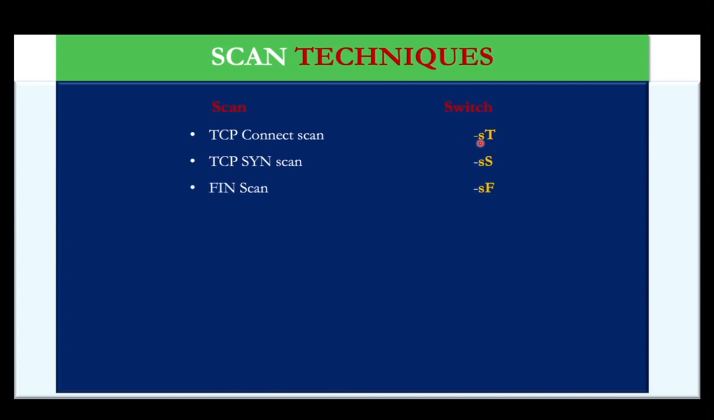Another one is the FIN scan. This special purpose scan type is adept at sneaking past firewalls to explore the systems behind them. It uses the switch minus S capital F, where F gives the finishing scan, whereas capital S gives the SYN scan. Another one is the Christmas tree scan, which is also a special purpose scan type adapted to sneaking past firewalls to explore. As well as another one, the null scan, which uses the switch minus S N.